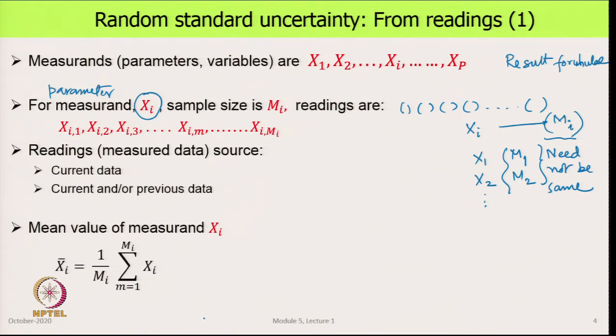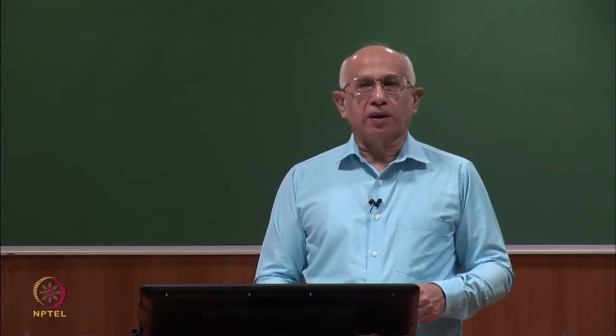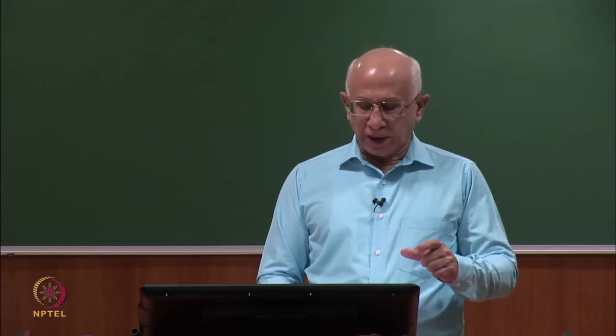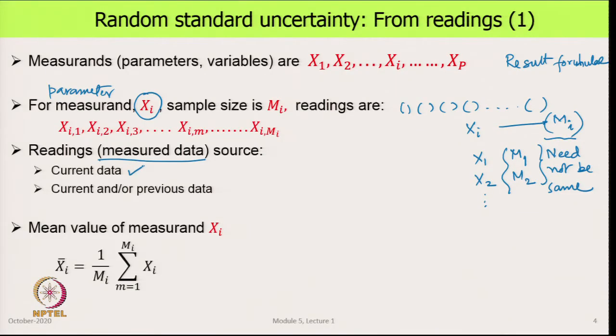Now, where do we get these readings from? We have two possibilities. Readings, which means measured data. This could be a current measurement. For instance, if I am using an instrument, say a thermocouple based temperature indicator, before doing the experiment, I collect a lot of that data and then establish the standard error in that. That is the idea of current data. That means the experimenter is doing it themselves and using that as a basis for doing the calculation.